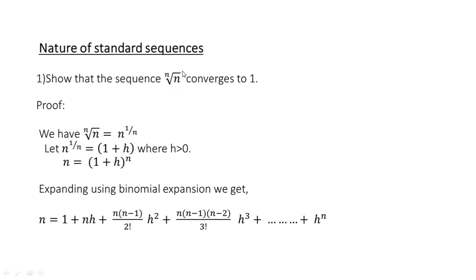First of all, take this sequence as 1 plus h. n root n is n to the power of 1 by n. Now take power n on both sides. The n gets cancelled. n is equal to (1 plus h) to the power of n. Now by using binomial expansion, the expansion of this is 1 plus nh plus n into (n minus 1) by 2 factorial into h square plus etc. plus h to the power of n. Definitely n is greater than the second term.